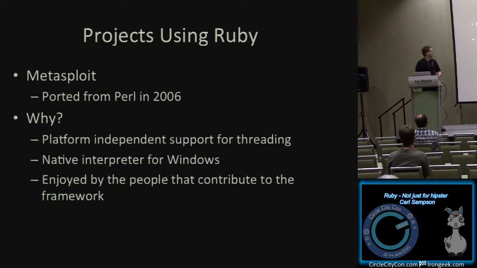Now let's switch over to talk about projects using Ruby. Of course the first one that everybody has probably heard of is Metasploit. Metasploit was originally written in Perl and ported to Ruby in 2006. I asked some of the team why they decided to do that, and that's kind of the input for some of the previous slides, but I'll talk about it here again.